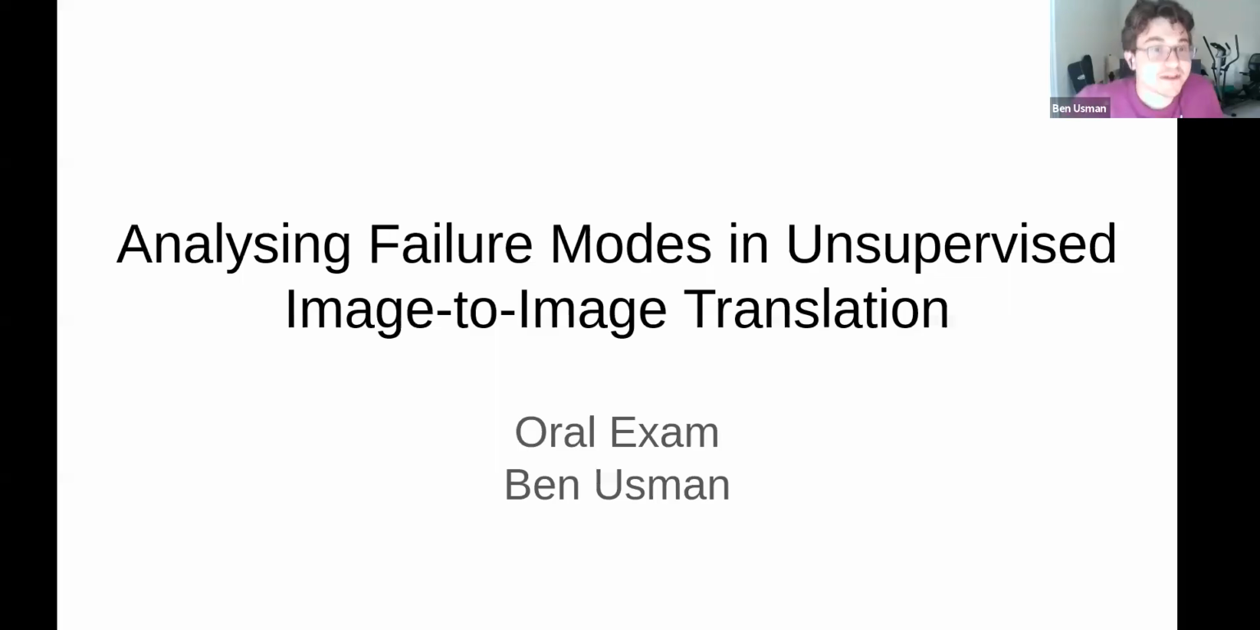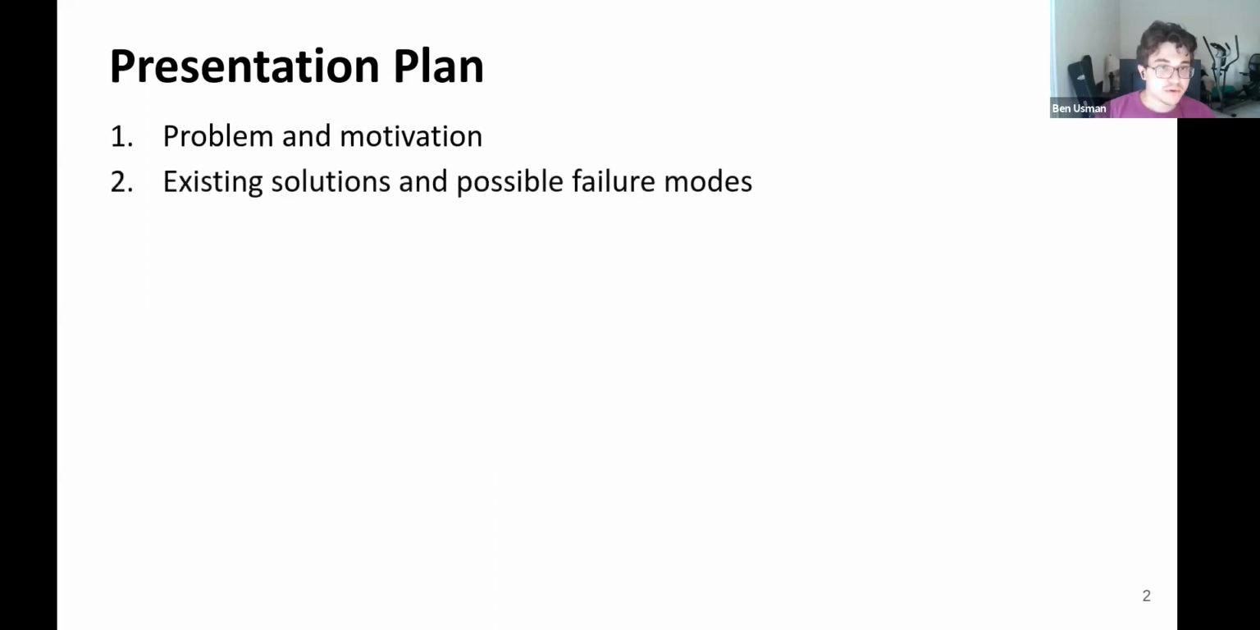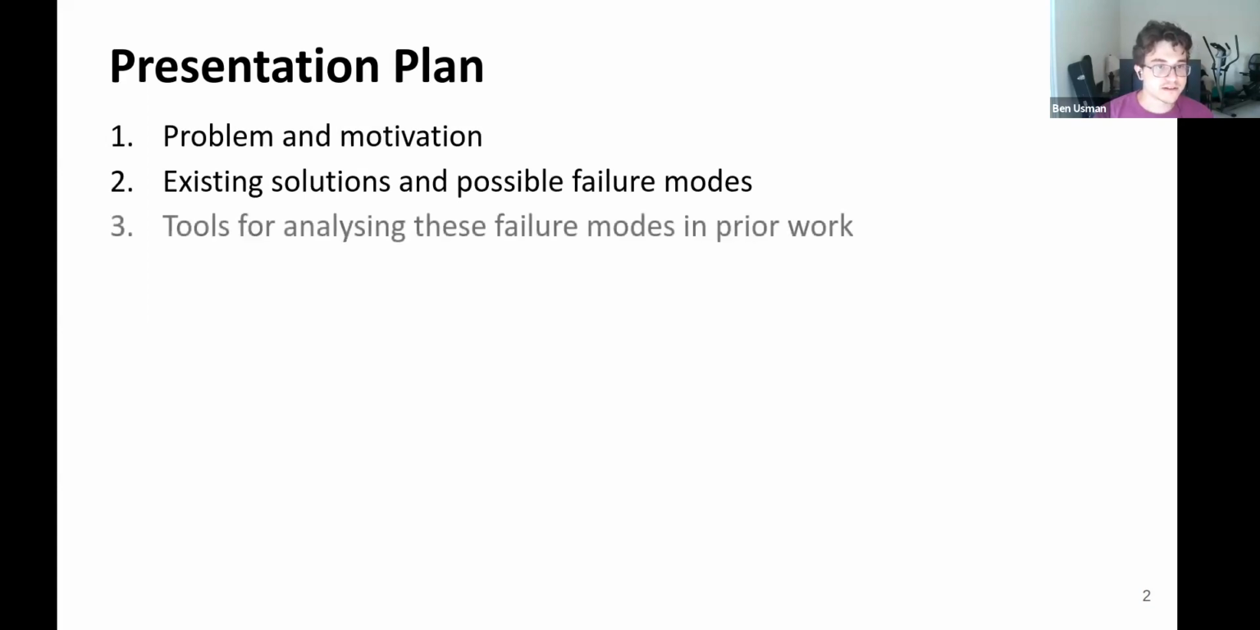Okay. So, hello everybody. My name is Ben, and today I'm going to talk about unsupervised image-to-image translation methods and what could go wrong when training them and how to analyze that. I will start by introducing the problem and discussing why I think it's an interesting and important one. And I will talk about how people typically approach it and mention ways in which it might go wrong. And finally, discuss several papers that, in my opinion, introduce tools necessary to better understand these failure modes.